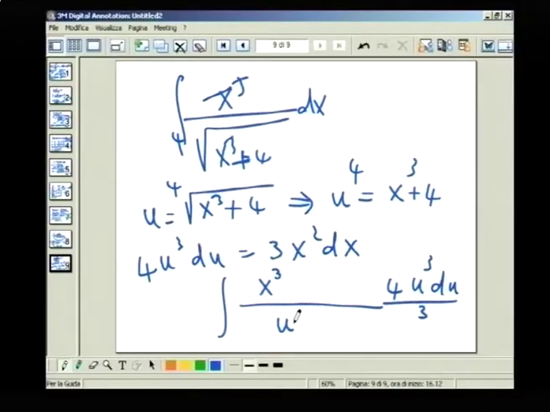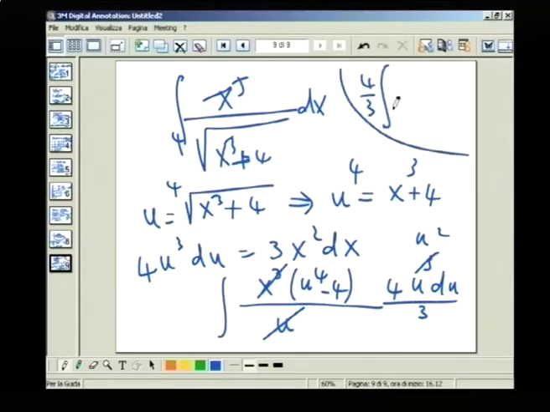All right. So now you have u squared, but you have here x cubed. So what we do is the following. This cancels out, and you have u squared, and here you have x cubed. So from here, x cubed is equal to what? u to the power 4 minus 4. So at the end, what you have here is 4 over 3 times the integral of u squared times u to the power 4 minus 4, du, and here it is.